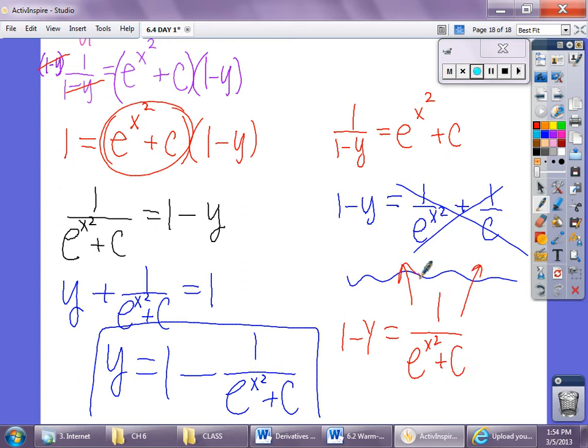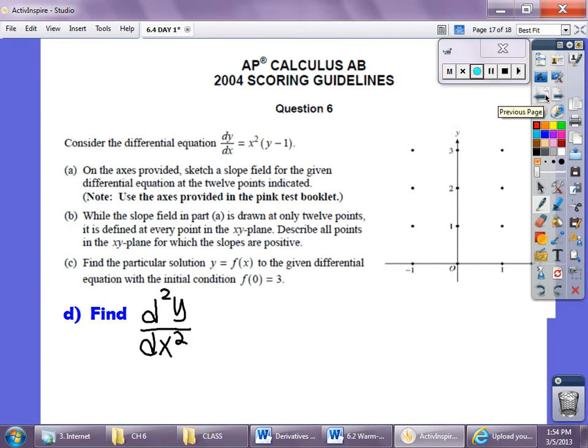All right, I believe that was the last piece, and then there was one problem which I guess I'll do. So let's look at it. On the axis provided, sketch a slope field. So I know that when x is 0, the slope field is 0. I also know when y equals 1, the slope field is 0.